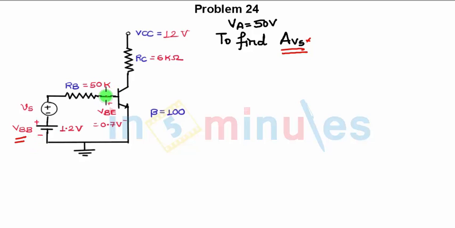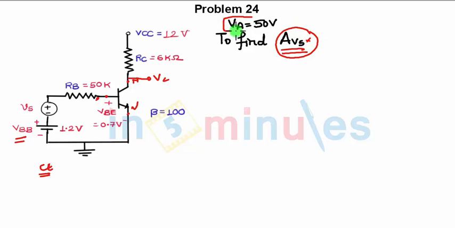Again, the type of transistor is NPN. Which type of configuration? Since we are giving input to the base, we can take the output from the collector if it is not given in the question, but if it is taken from the collector, we can call it common emitter configuration. Now what we need to find out in this is the voltage gain.